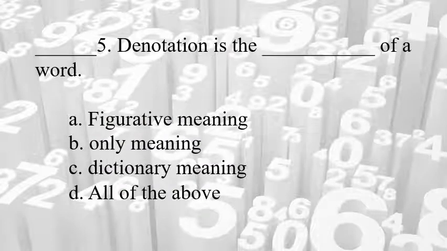Number 5. Denotation is the blank of a word. Is it A, figurative meaning, B, only meaning, C, dictionary meaning, or D, all of the above? If you answer letter C, dictionary meaning, then you are correct.